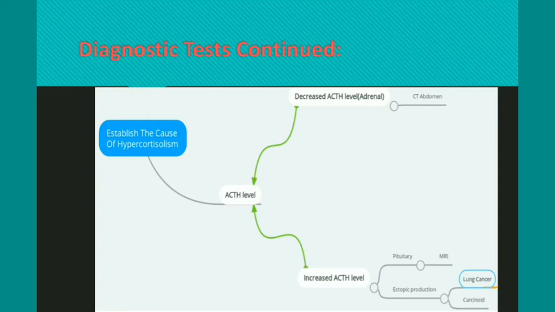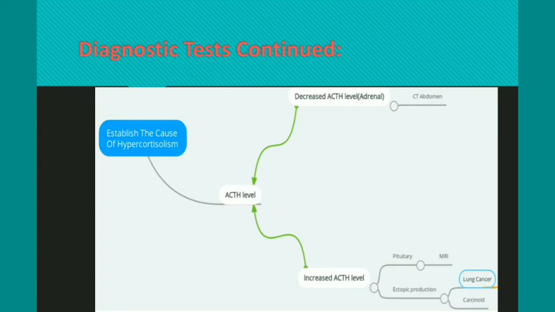When it is confirmed that hypercortisolism is present, then you will try to establish the cause of hypercortisolism. Serum ACTH testing is the best initial test to determine the source of hypercortisolism. Low ACTH means an adrenal source, but if ACTH level is elevated, the source could be either from the pituitary gland or ectopic production from lung cancer or carcinoid tumor.